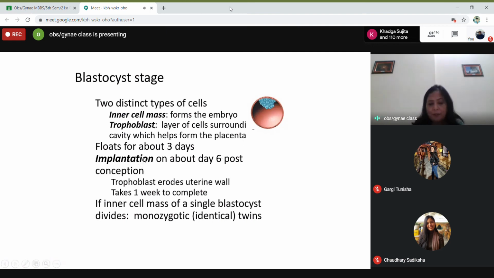And this floats for 3 days, and implantation occurs at the 6th day post-conception. The trophoblast will erode the uterine wall and takes 1 week to complete. And the inner cell mass of a single blastocyst divides to form monozygotic identical twins if it divides at that time. Within 72 hours, there may be formation of twins.